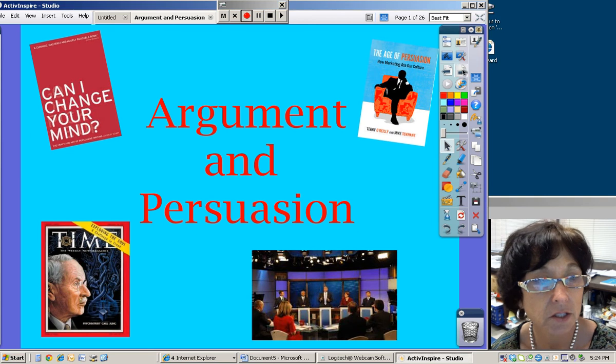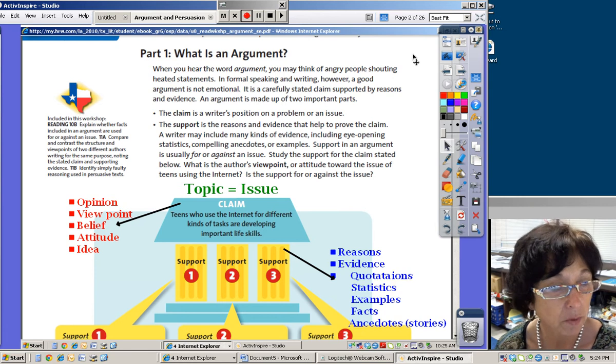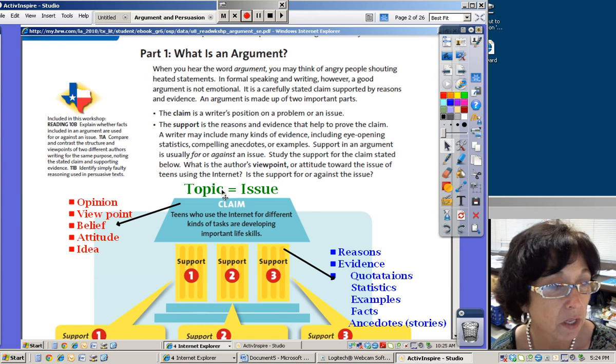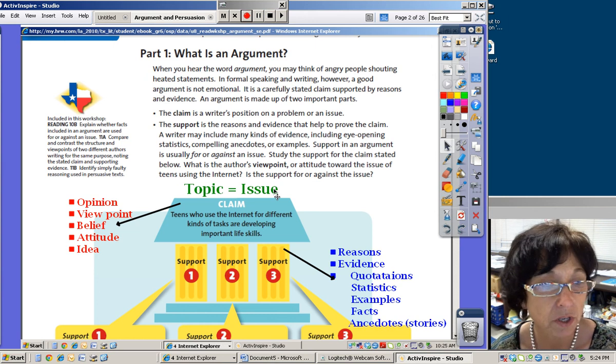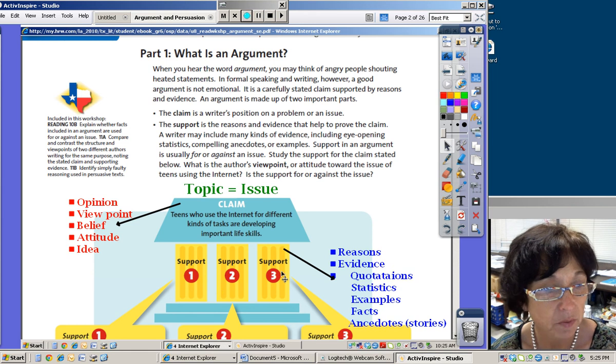All right, so let's get started. You recognize this probably from the textbook. This is a page on what is an argument. It shows you that an argument is made up of two important parts. You have the claim and you have the support. Of course, the topic of any argument is the issue that you're discussing. If you look at this structure, it looks like a housetop, and it's held up by 3 pillars. Each one of these pillars is a type of support.